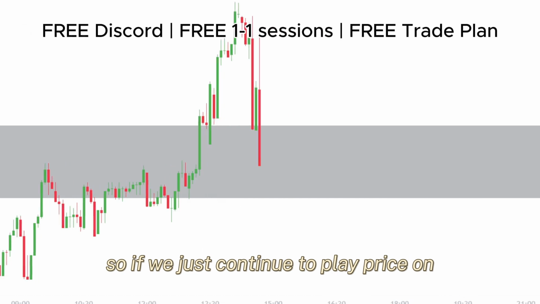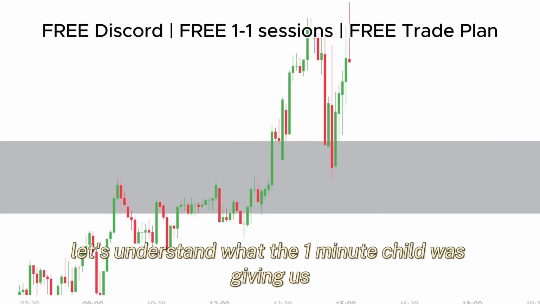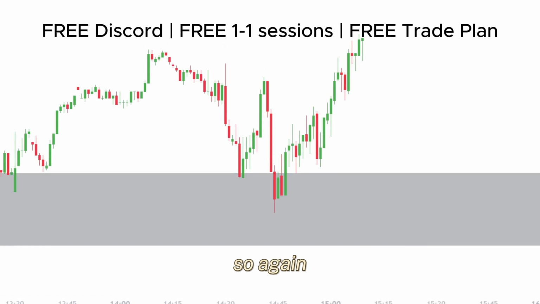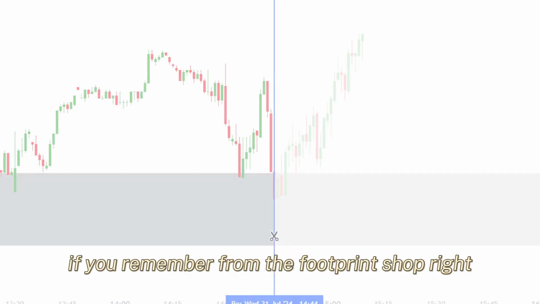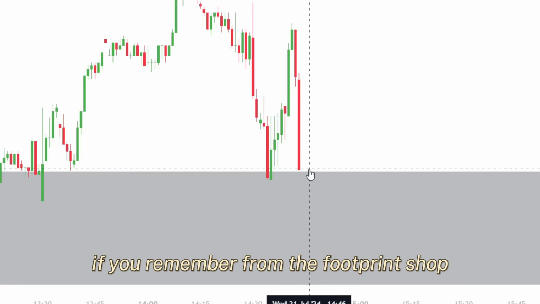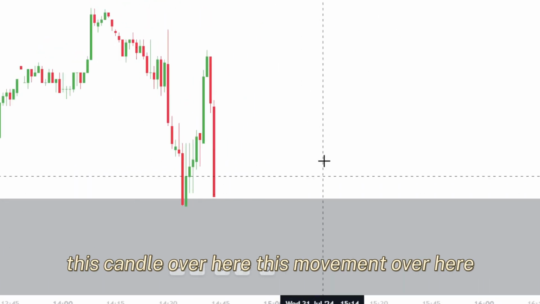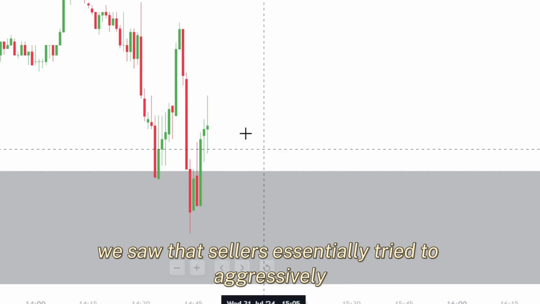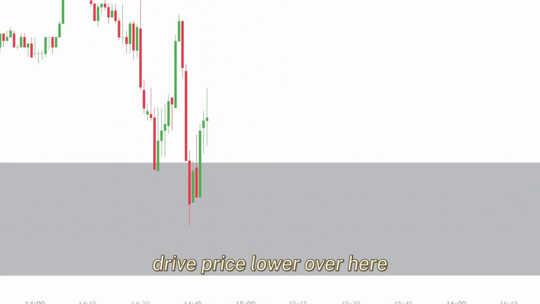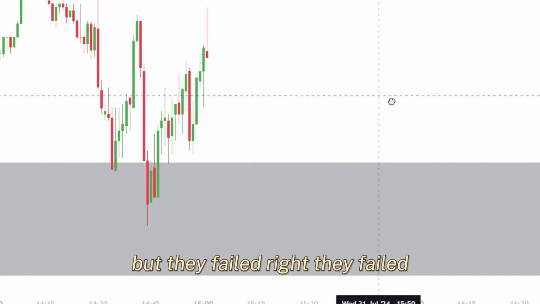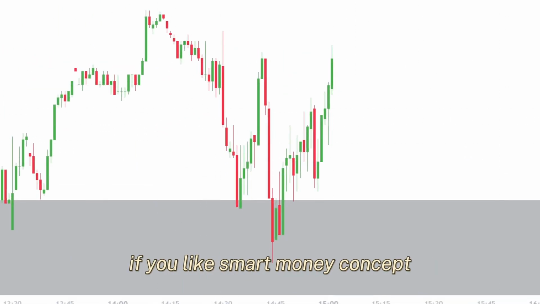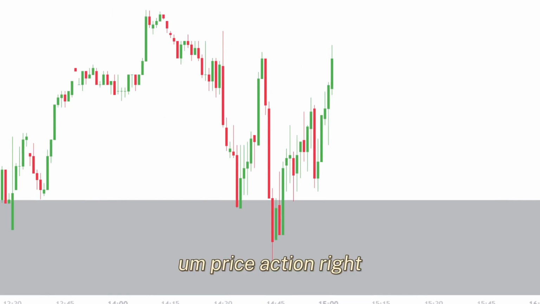So if we continue to play price on, let's understand what the 1 minute chart was giving us, because this is a 1 minute entry, right? If you remember from the footprint chart, this candle over here, this movement over here, we saw that sellers tried to aggressively drive price lower, but they failed. And now from here, what we're using is our simple SMC, if you like, or smart money concept price action, right?